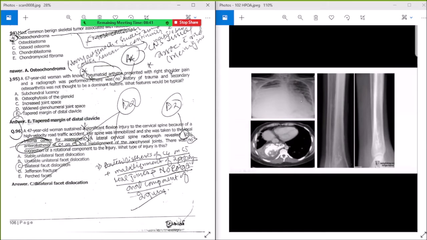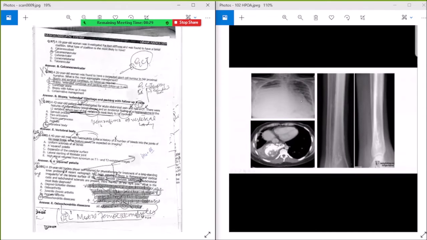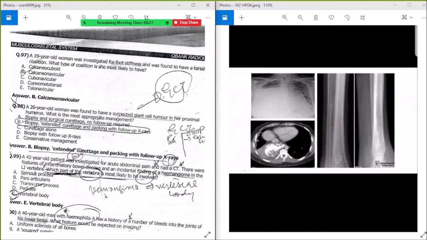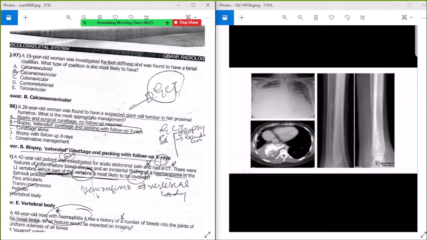Bilateral facet dislocation. On the C-spine, there was 50% anterior translation of C4 on C5 and malalignment of the facet joints, but no rotatory component to the injury. What type of injury is this? Bilateral facet dislocation. Question 97. A 19-year-old woman was investigated for pain and found to have calcium coagulation.